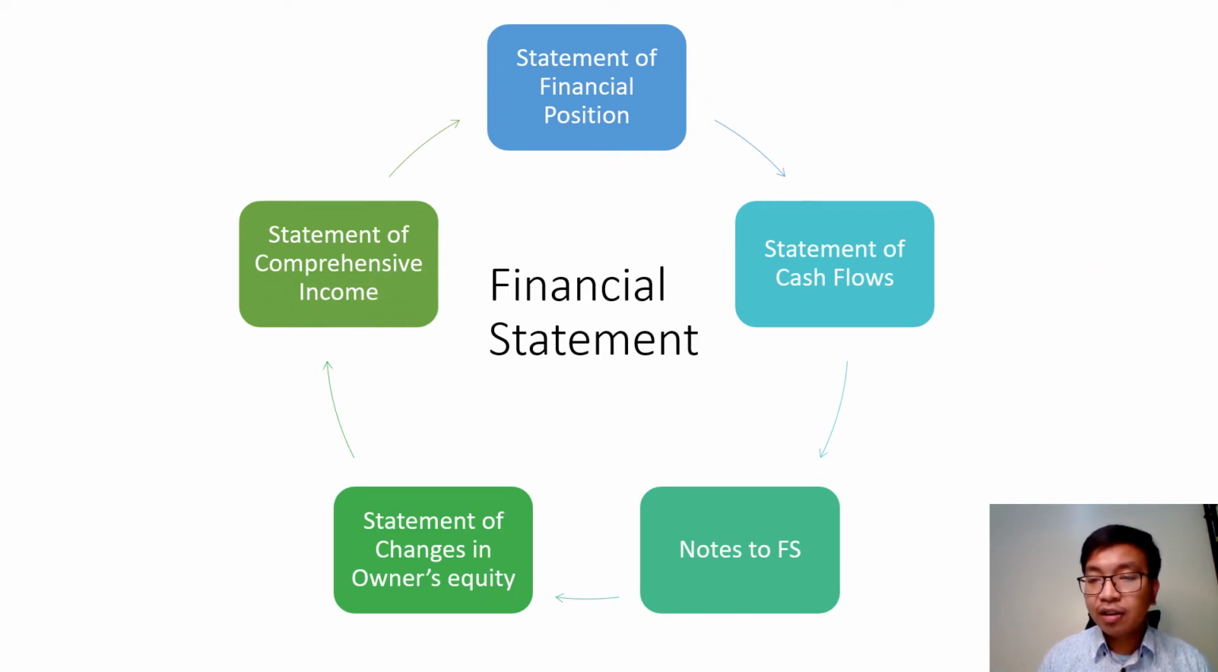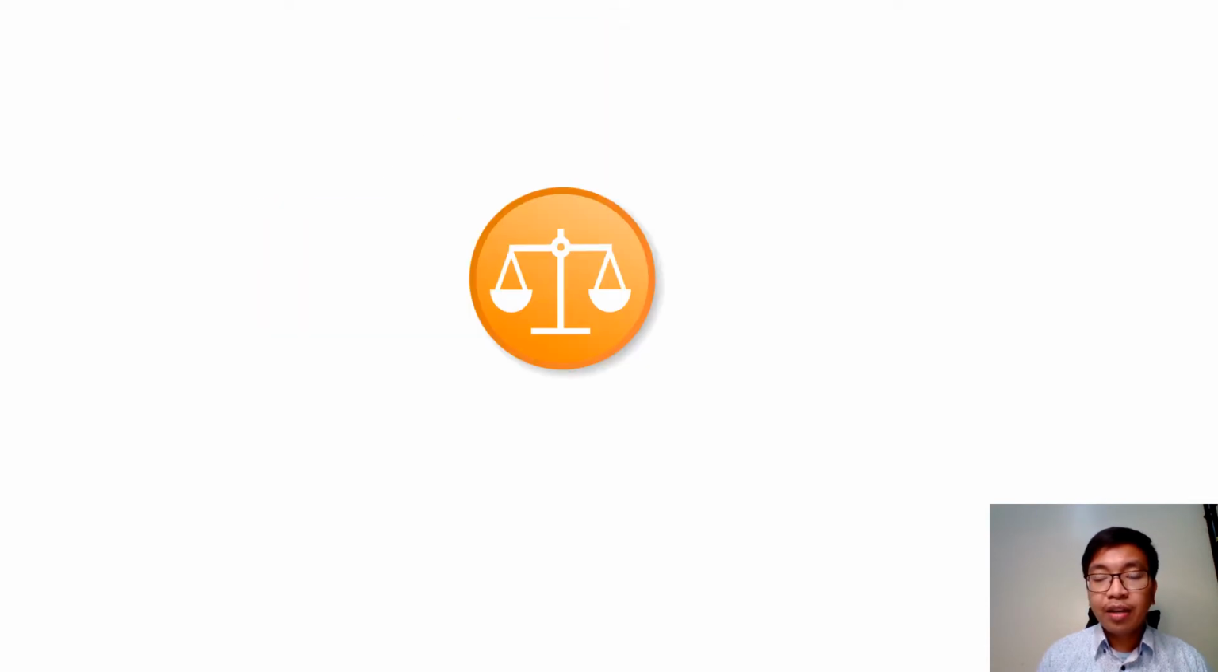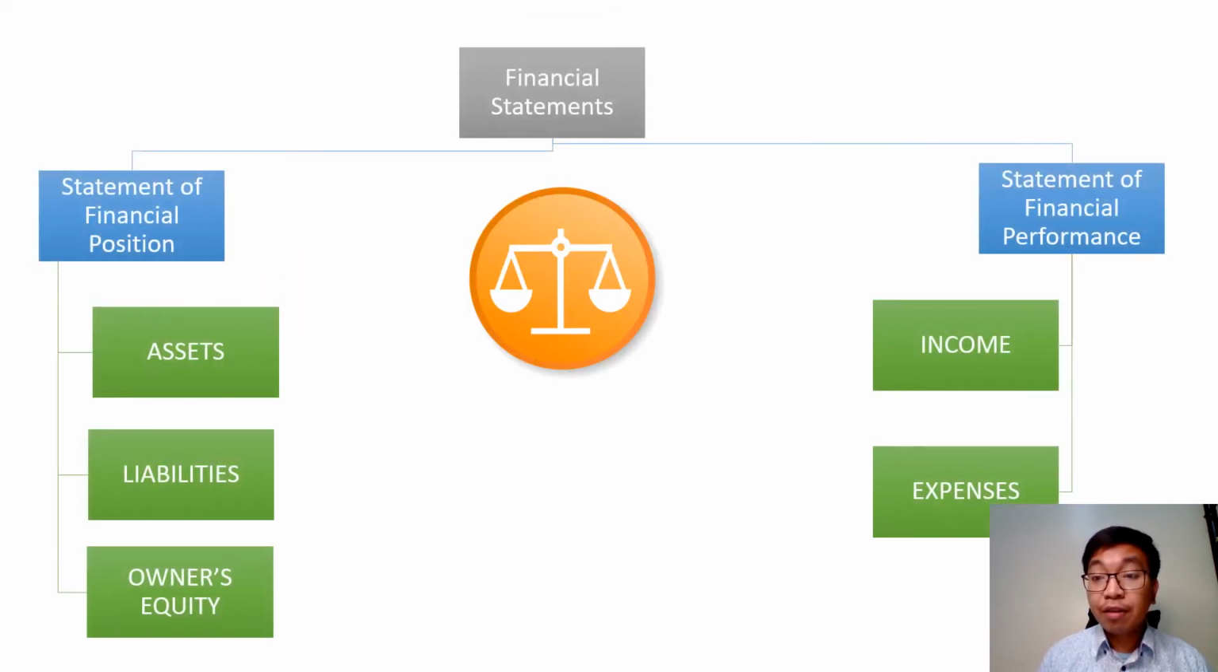Let me present to you the 2 important financial statements, which are the statement of comprehensive income and the statement of financial position. Here, we'll be able to see the 5 accounting elements. We have the assets, the liabilities, the owner's equity, the income, and the expenses. Under the statement of financial position, we are going to see these 3 accounting elements, while in the statement of financial performance, we'll be able to see the other 2 accounting elements: the income and the expenses.